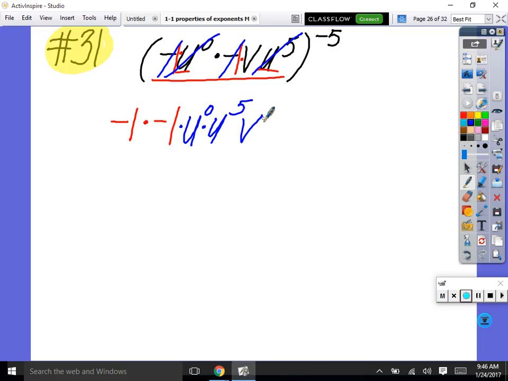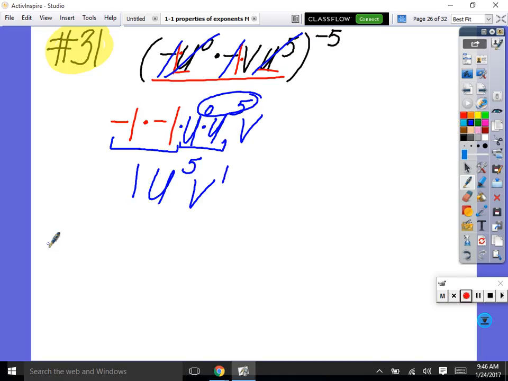So let's simplify in sections now. Negative 1 times negative 1 is positive 1. And then when you multiply the same base, you add. So won't that be 5? So we have u to the 5th. And then we have v to the 1st. And there's nothing more we can do. So now we're going to put our parentheses back on it, because we've simplified the inside. And then all of that is raised to the negative 5 power, right?